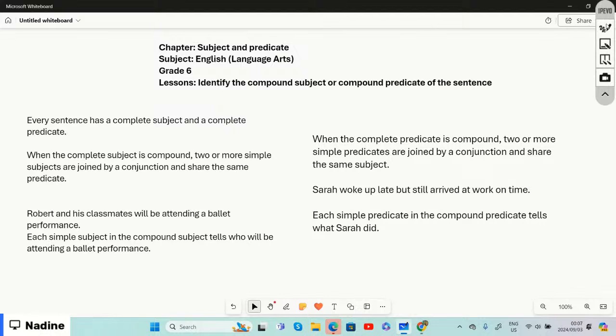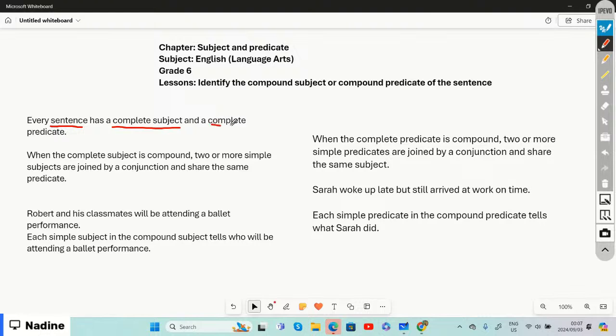So once again, we say that every sentence has a complete subject and every sentence has a complete predicate. And when the complete subject is compound, then it means that it is two or more simple subjects that is joined by conjunction and they share the same predicate.